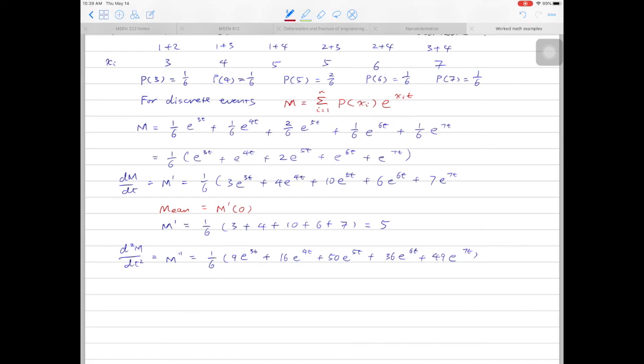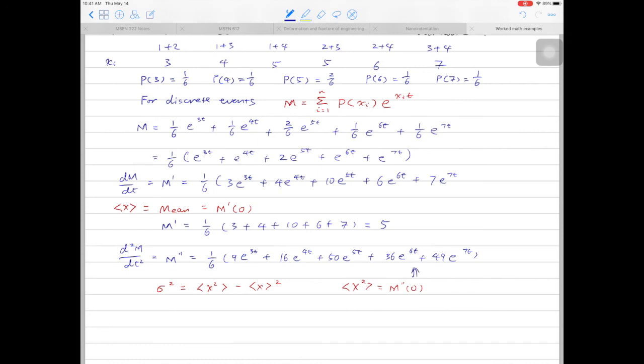To calculate the variance of the data set using the moment generating function, we can write down sigma squared, which is the variance, in the following form. What are these 2 terms? The first term, E of x squared, is equal to M double prime of 0, and the E of x simply is the mean of the data.